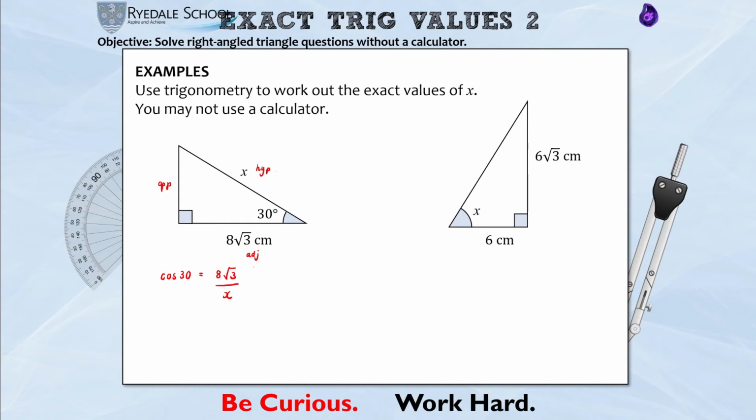Now we need to think about what cosine 30 is as a value. Well, cosine 30, it should be one that you've now learnt, is root 3 divided by 2. So now on this side of the equation, I can swap out cosine 30 for its exact value.